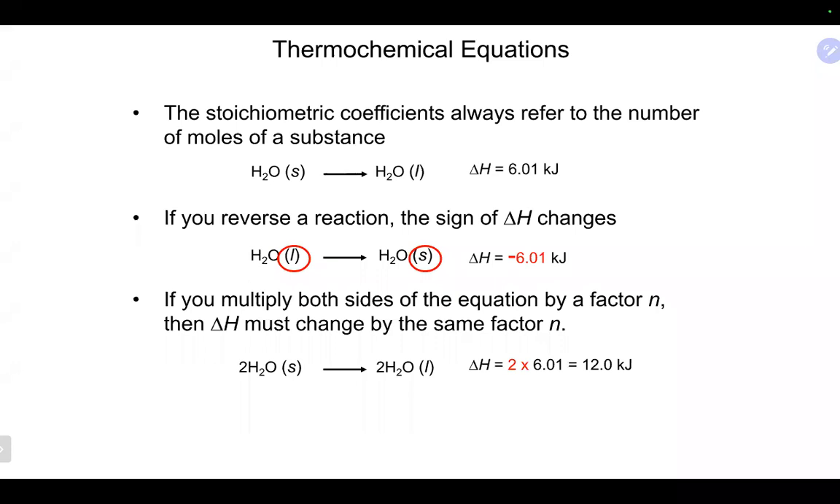This actually has a special name, as we'll see in a later chapter. This is what is known as the heat of fusion.